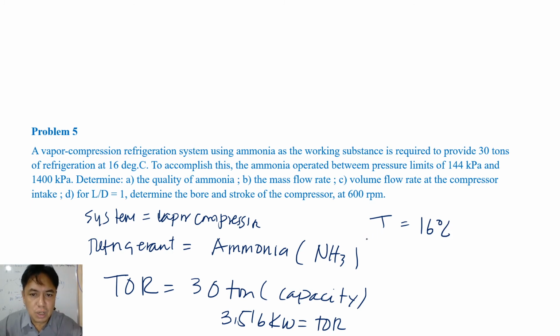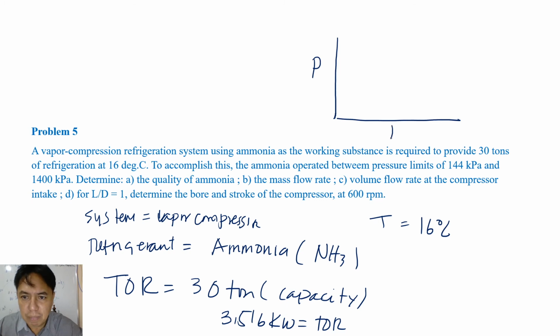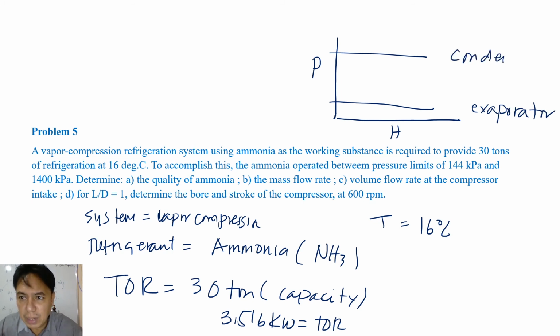To accomplish this, the ammonia operated between pressure limits of 144 and 1,400 kilopascals. Tingnan niyo, meron agad na binigay na pressure, di ba? So ipa-plot mo yan sa pressure, dalawa agad. Meron kang low pressure. Saan nangyayari yung low pressure? Evaporator o condenser? Sa evaporator. Saan nangyayari yung high pressure? Sa side ng condenser.